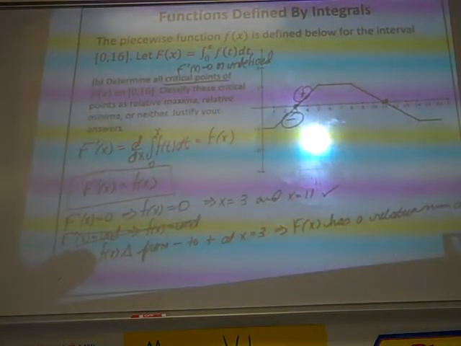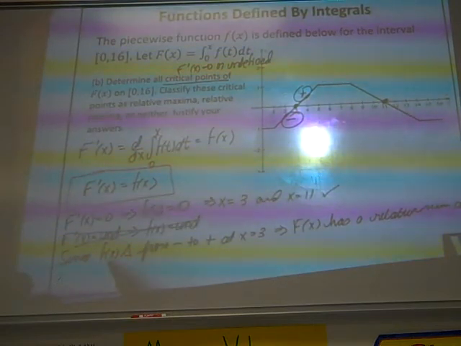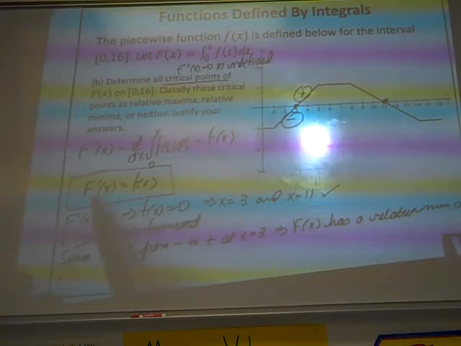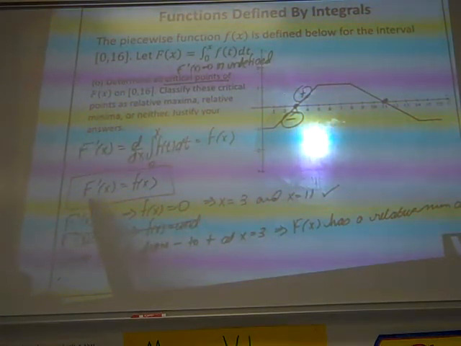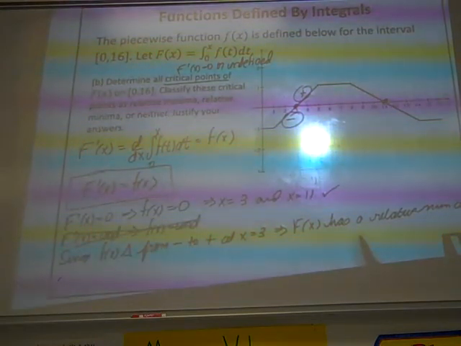at x equals 3. I know it has a minimum because if little f is changing from negative to positive, and little f is the same as big F prime, if the derivative of big F is changing from negative to positive, then big F has a relative minimum.